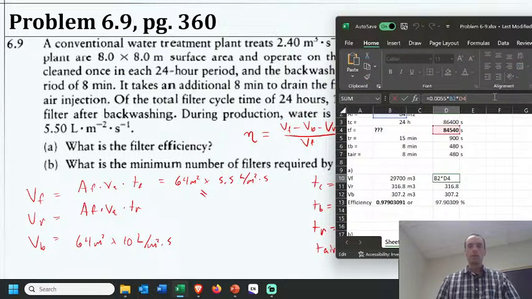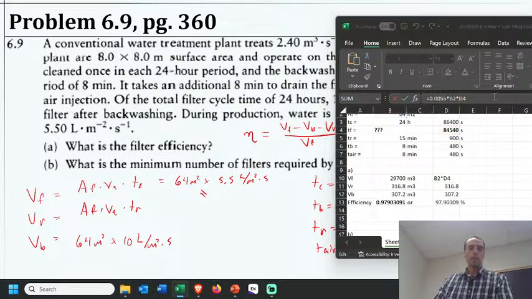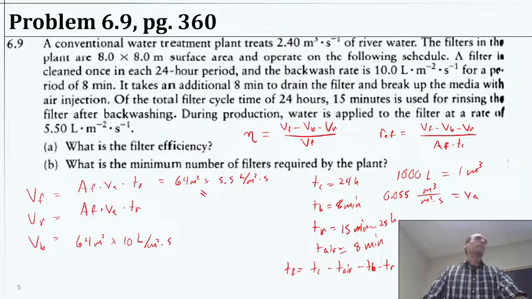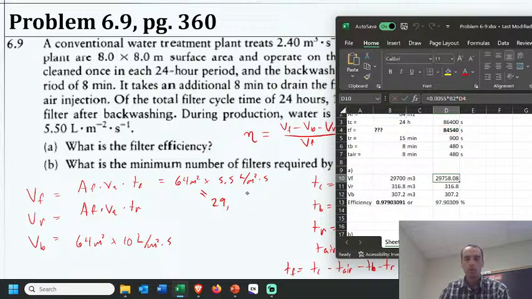We can find that by simply multiplying our time for filtration. And that's something I didn't mention, right? The time for filtration is another thing we need to solve for. That time of filtration is going to be equal to cycle time minus the time for air, basically anything else, right? Time for the air, time for the backwash, and time for the rinse. So that'll be 24 hours minus 31 minutes, right? So 23 hours, 29 minutes, I think. Okay, so with that, then we get this value, 29,760 basically.